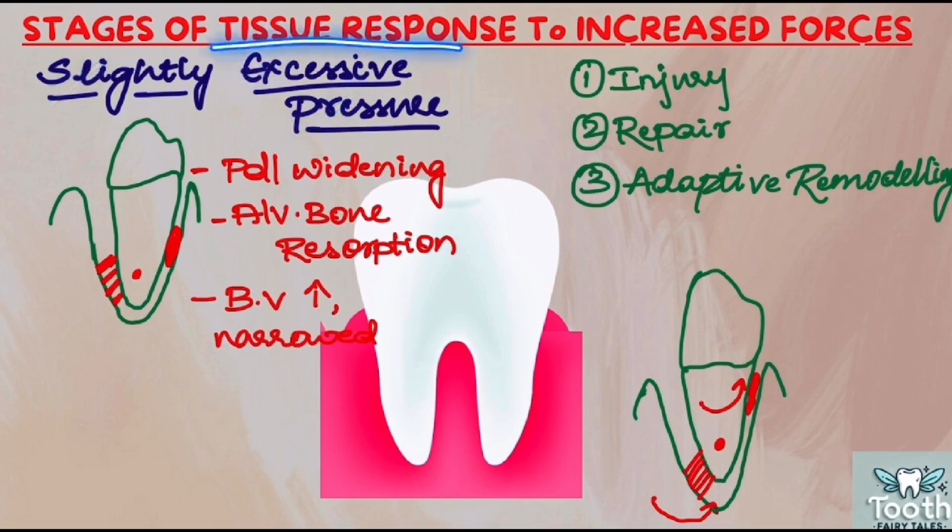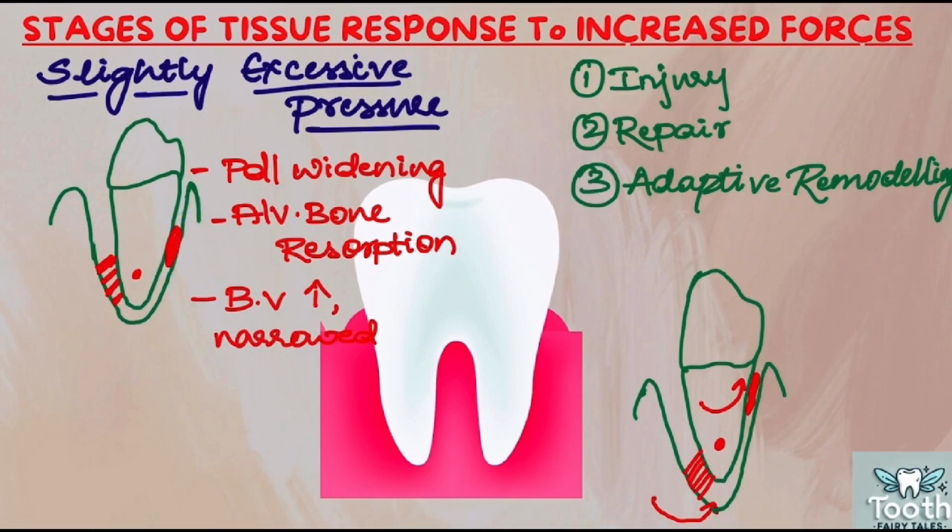So during the slightly excessive pressure, we see periodontal ligament widening, alveolar bone resorption, and narrowing of the blood vessels. So let us see why the periodontal ligament gets widened. When excessive occlusal forces are applied, in the pressure area there is a compression of the periodontal ligament. The tooth always tries to escape this excessive amount of occlusal forces. So it tries to deviate from the normal position and occupy a new position. In this new position, the periodontal ligament area is getting compressed. The pressure is being exerted onto this periodontal ligament area.